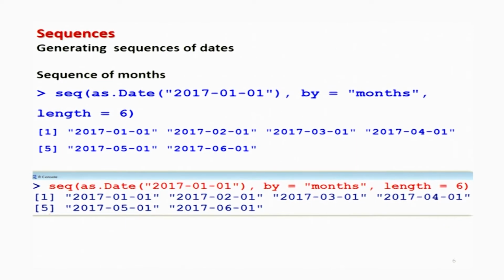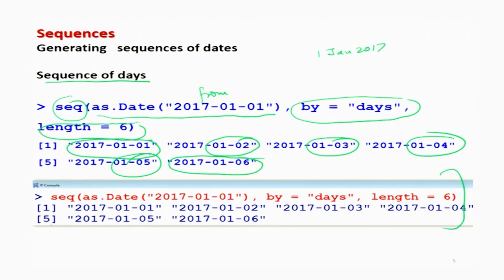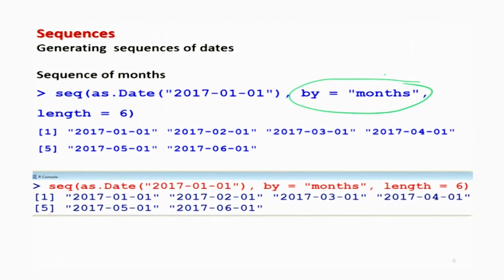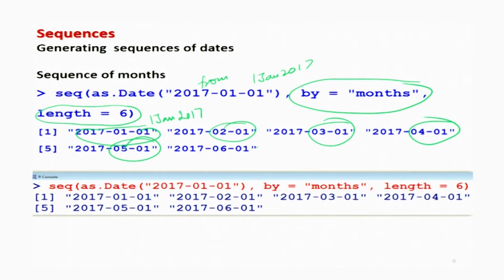Similarly, in this case, suppose I want to generate 6 dates which change with respect to the month. Here I have used by days, so I can change it to by months. You can see the starting date is from, which is 1st January 2017, and then I want to get 6 dates, changing with respect to the month. So I write length is equal to 6. The first date is 1st January 2017, then 1st February, 1st March, 1st April, 1st May, and finally 1st June 2017. Right, and these are 6 values. So this is not a very difficult thing.